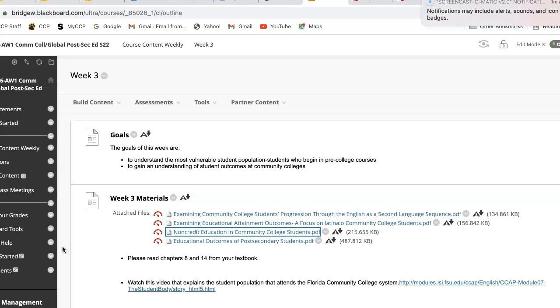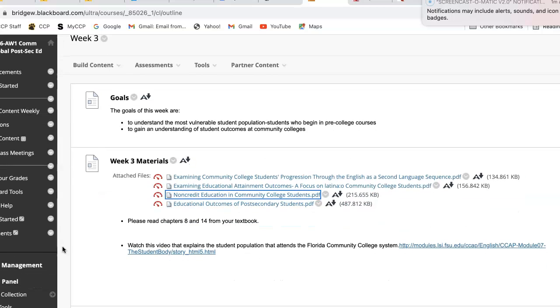I'll be looking at your submissions for the first assignment tomorrow, and it'll take me a couple of days to finish grading all the papers and get back to you. But in the meantime, we move on to week three. This week, we just focus on the student population that attend community colleges. The chapters that you will be reading from the book are chapters 8 and 14.